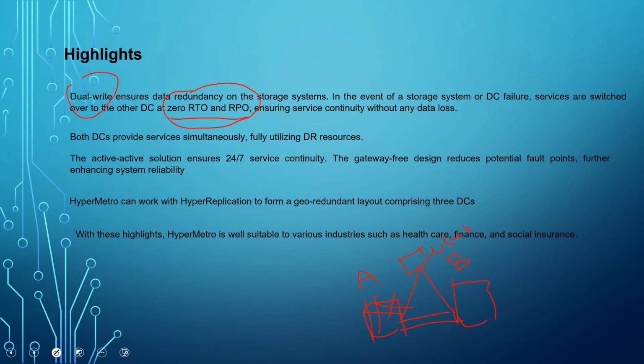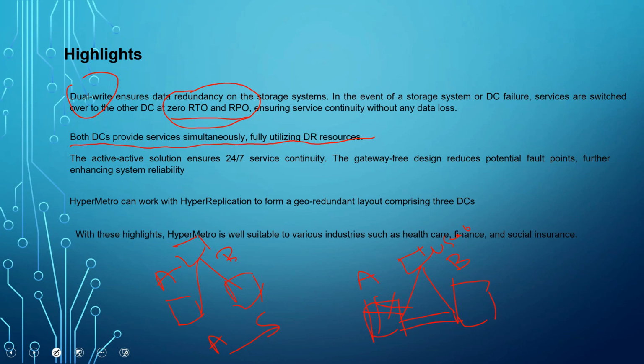So as we can see, both storages can provide service simultaneously, fully utilizing the DR resources. For example, in active-passive you have storage A and storage B, and this is the user. So this is active and this is standby. These resources are not utilized in this case. But if you are using active-active, then you are utilizing storage B as well. So the advantage of the active solution is that you are using storage A and storage B resources, and the load is distributed between the storages as well. So it is good for performance.